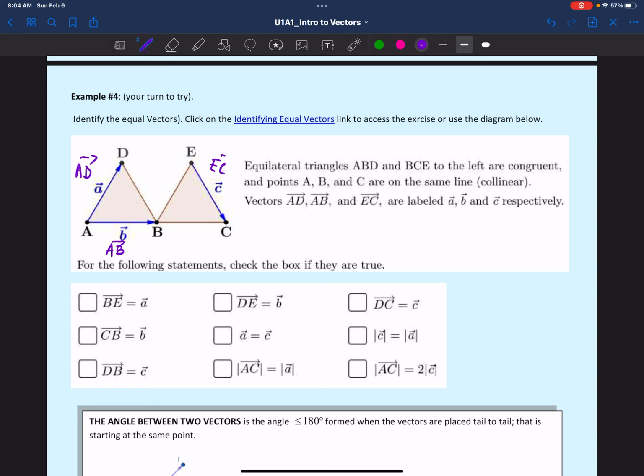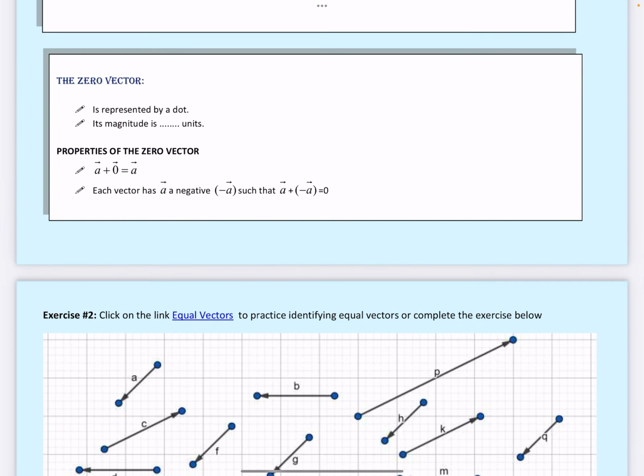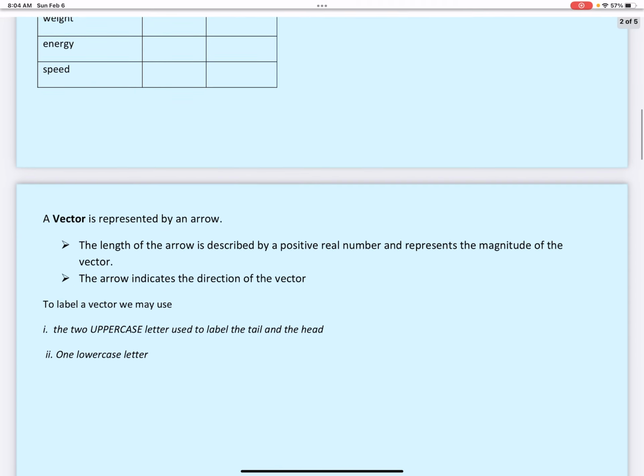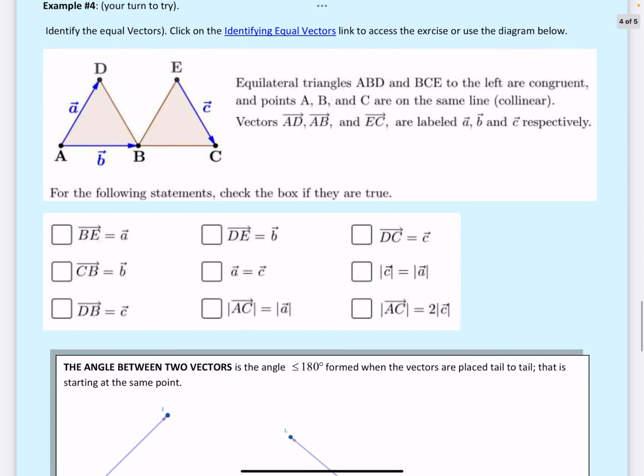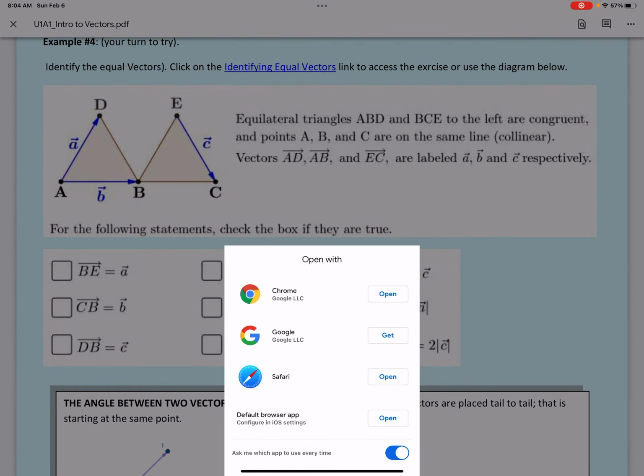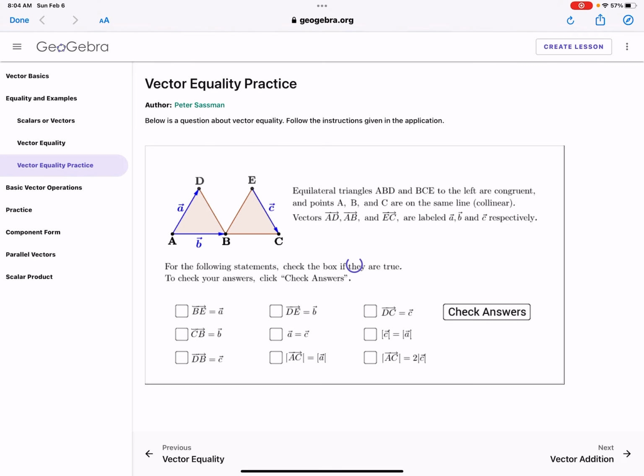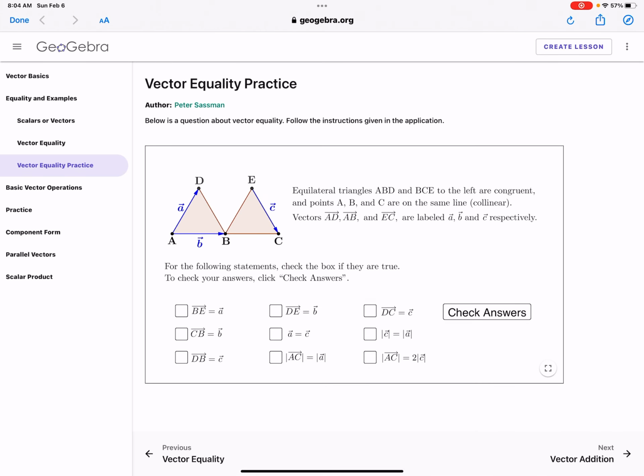So for this, we're going to use again the GeoGebra app. So let's take a look again and take things from there. Another amazing activity by Mr. Peter Sassman. Here we go. So we're going to look at BE and A. Are these two vectors the same? Again, read the vector from the tail, B, to the head, E. So BE is equal to A because they're parallel. So we'll put a check mark here.